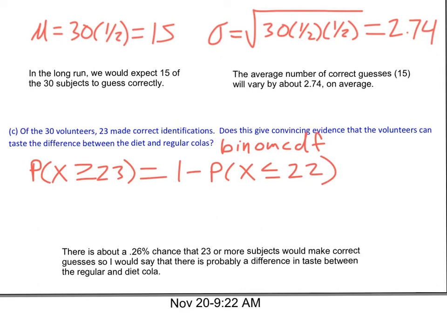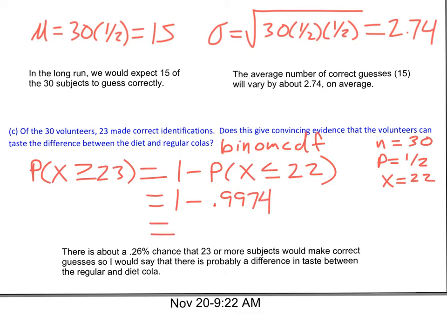The probability that 22 or fewer volunteers would guess correctly, I can get from binomial CDF. When I go in there, I'd say n is 30, p is 1 out of 2, x is 22. That's all I need to tell the calculator. It'll do the rest. And we get 0.9974. That is what the calculator would tell you directly.